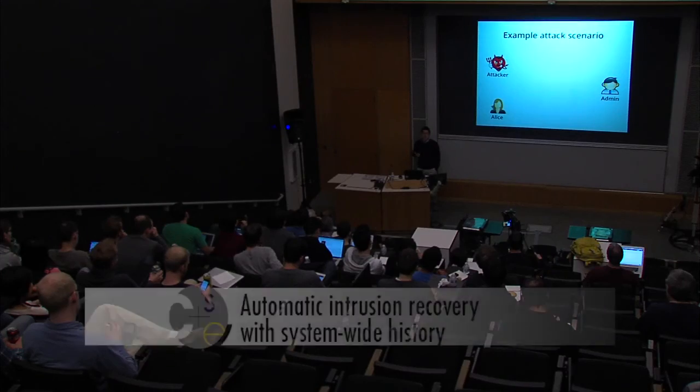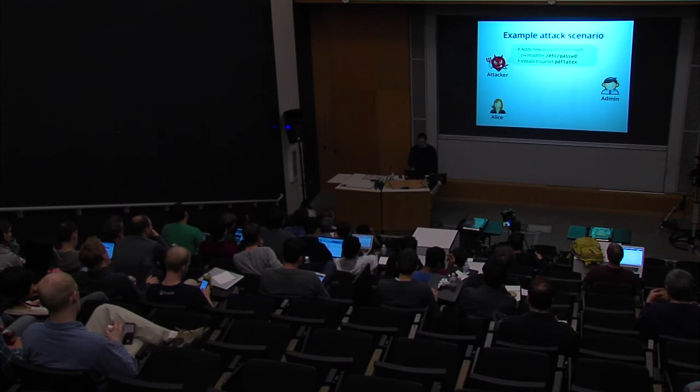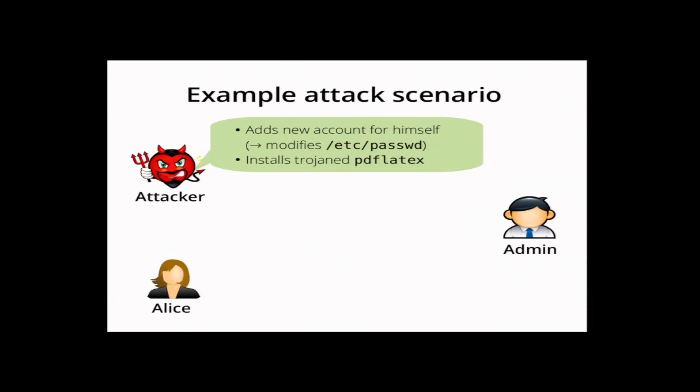So let's first talk about Retro. In order to understand how Retro works, let's consider an example attack scenario. In our attack, there are three parties involved: an attacker, an administrator, and Alice. The attacker at the top first penetrates into our computer system and adds a new account for himself by modifying the password file. And then the attacker installs a Trojan pdfLaTeX binary, because he's smart enough to know that our paper deadline is coming. We might invoke the pdfLaTeX binary later.